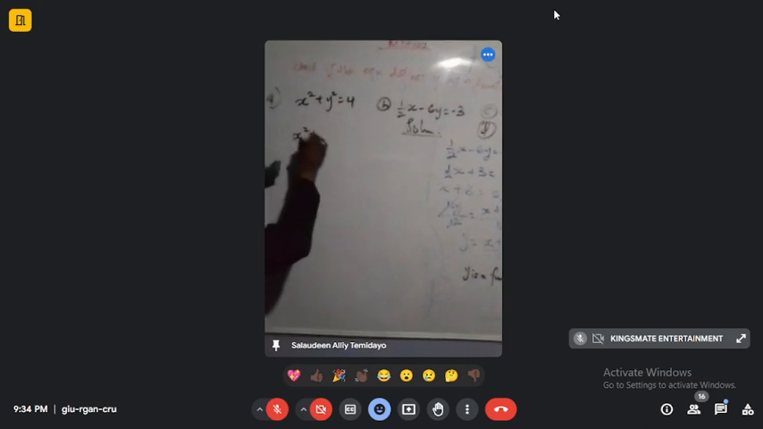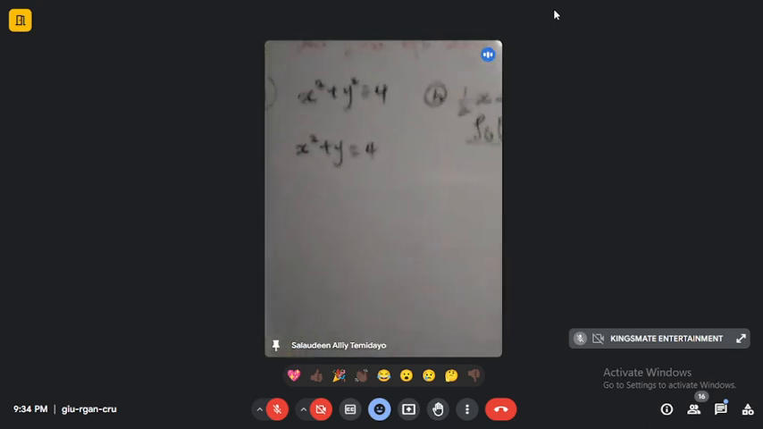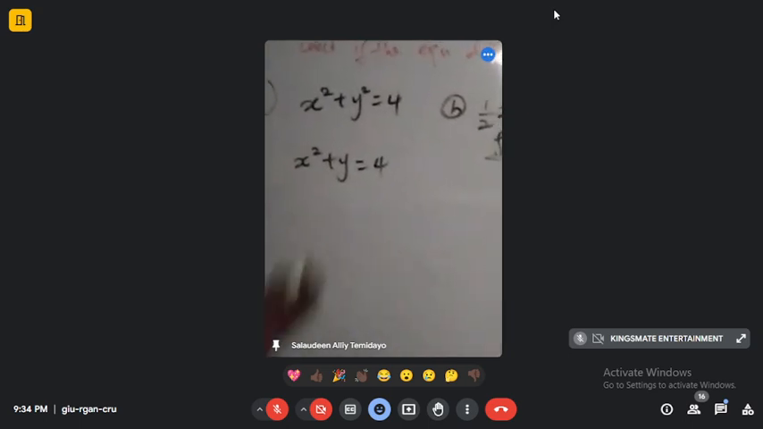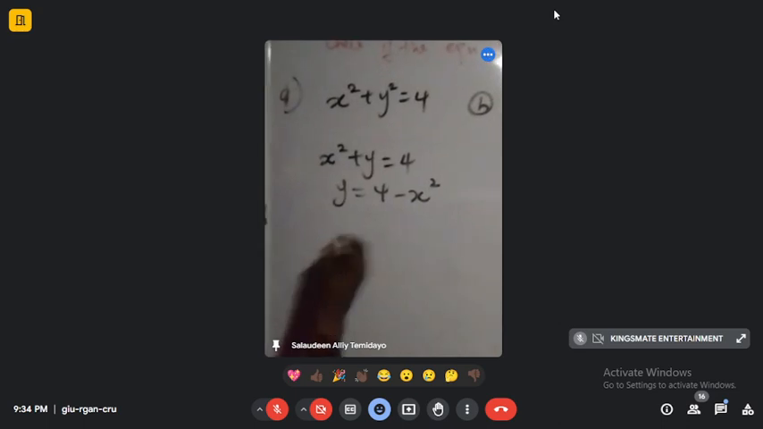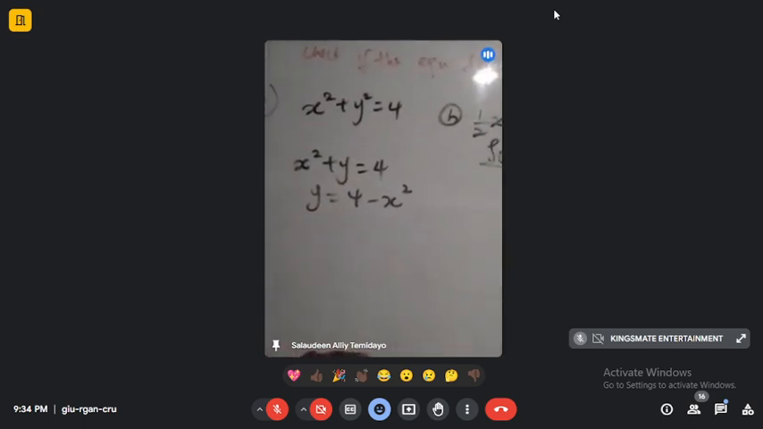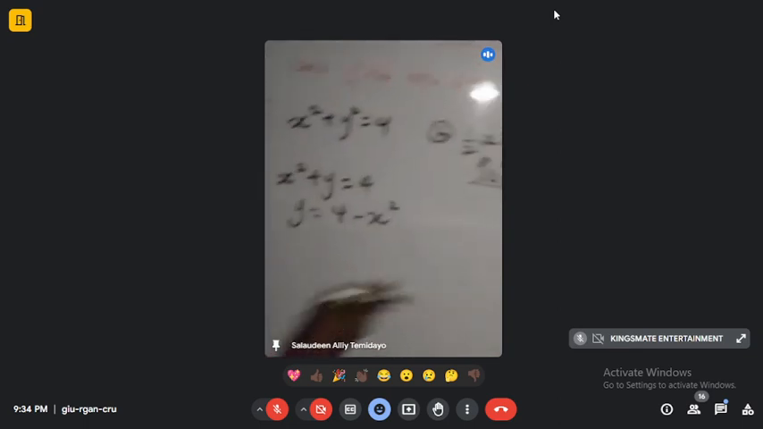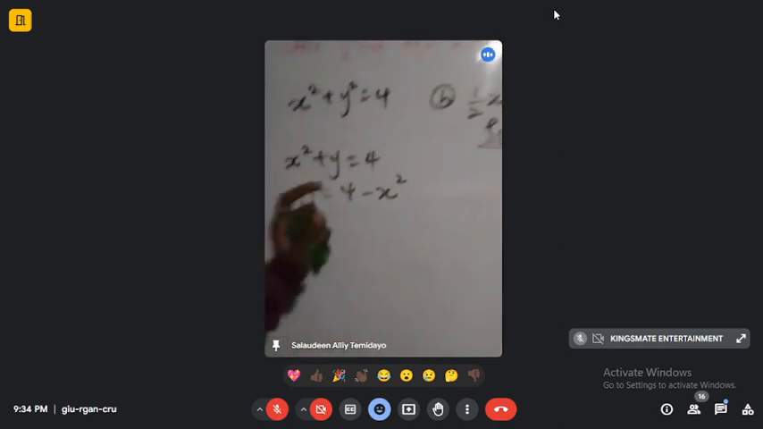x squared plus y equals 4. To determine if y is a function of x or not, we make y the subject, that is y equals 4 minus x squared, right? This is done. So we don't have positive or negative, we don't have plus or minus. Since y is just equal to this, believe me, straight away y has one value for a value of x.